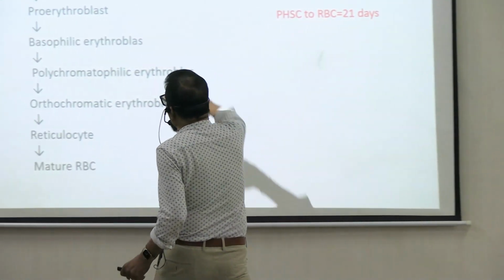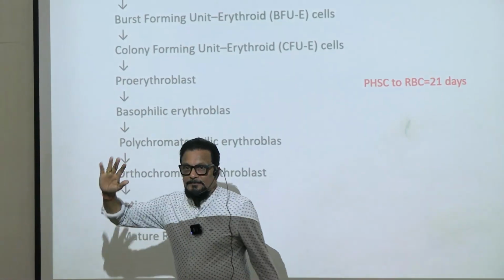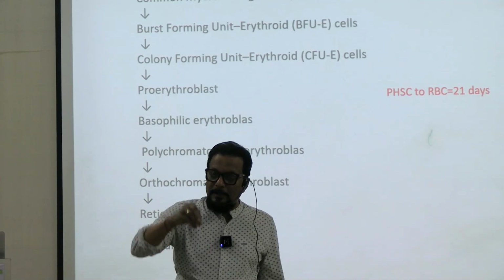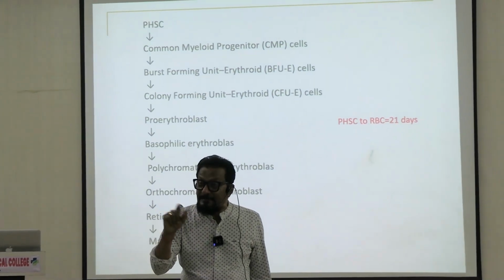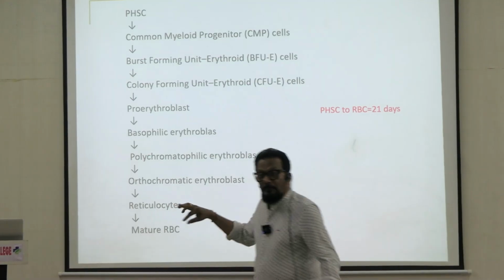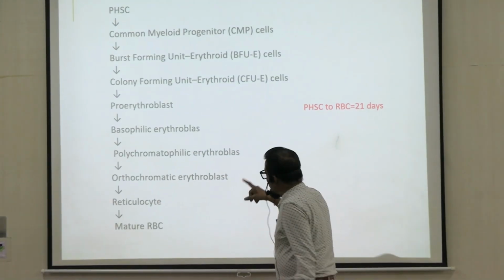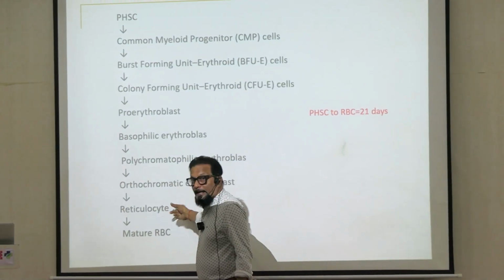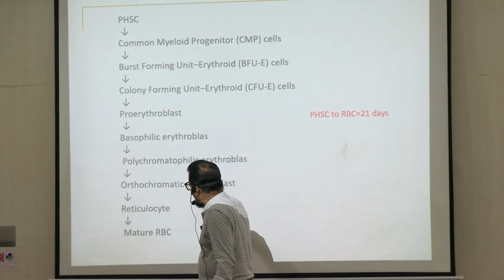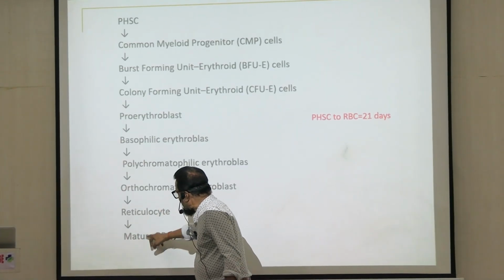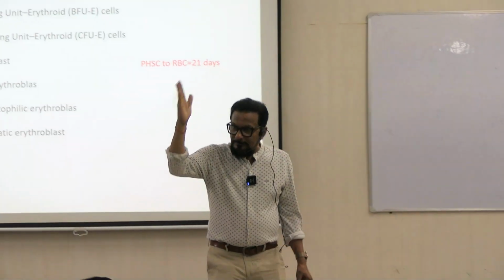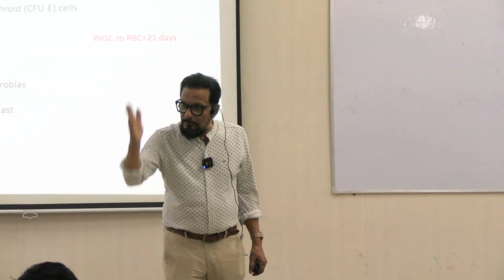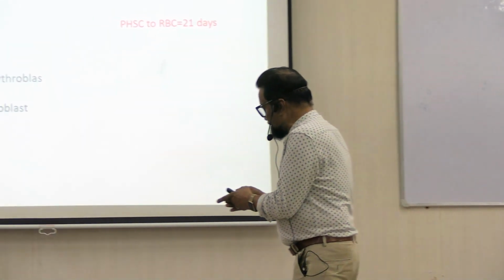So what are the steps? Pro-erythroblast will develop blue-colored cytoplasm, that is basophilic. Then it is polychromatic, where both will be present. Then it changes again to orthochromatic. Then the reticulocyte will be formed, then the mature cell. Can you try to remember all the sequences?